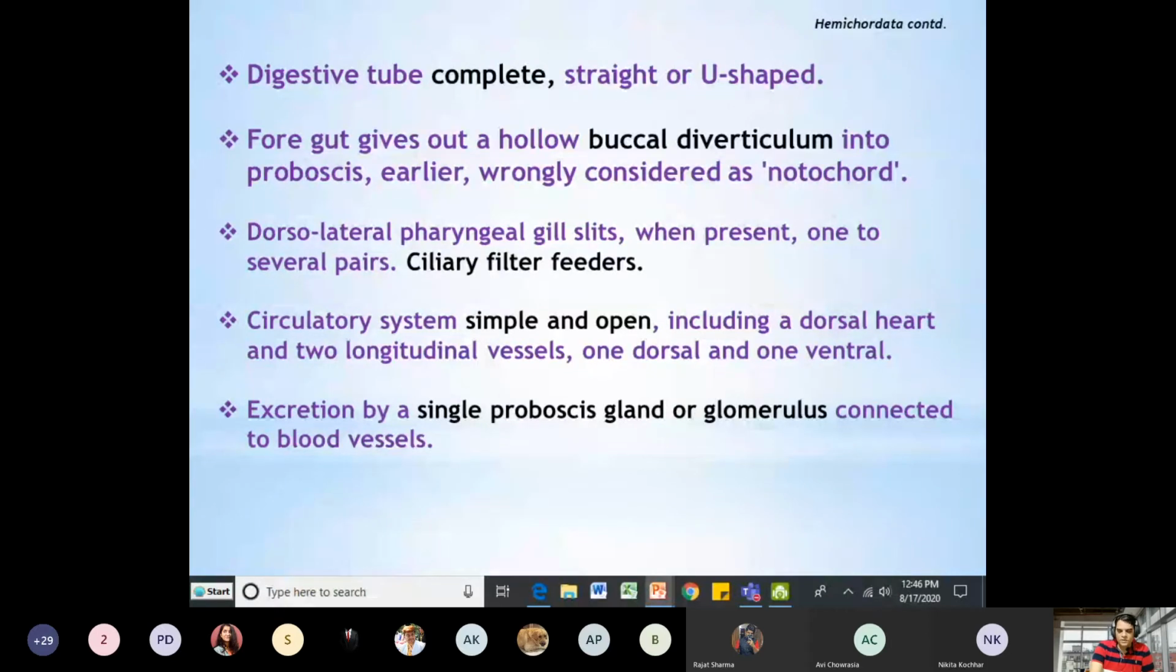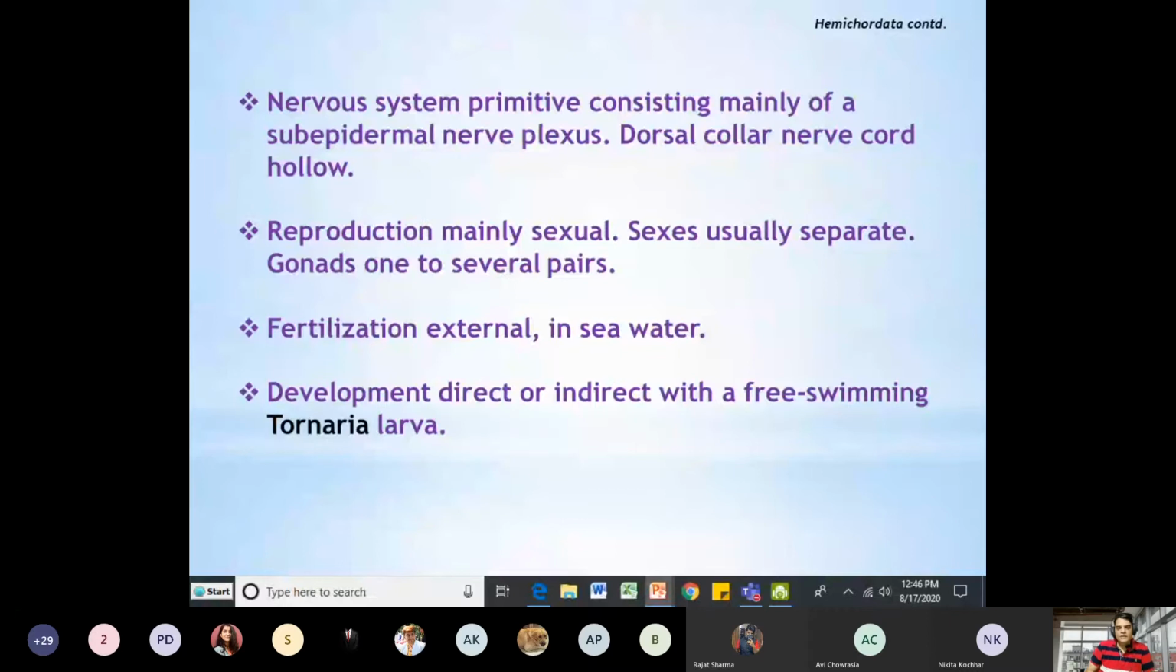They get the waste material from the blood, then it is filtered out and expelled to the exterior by the proboscis pore. Then they have a nervous system, which is a primitive type of nervous system. They have a dorsal collar nerve cord, which is hollow. The reproduction is mainly sexual, but no sexual dimorphism is seen.